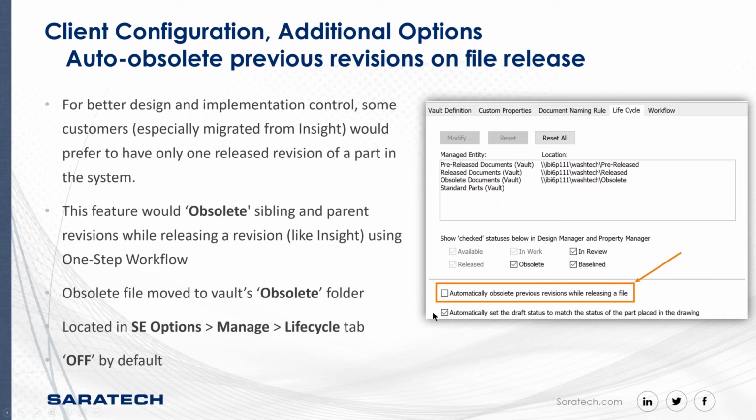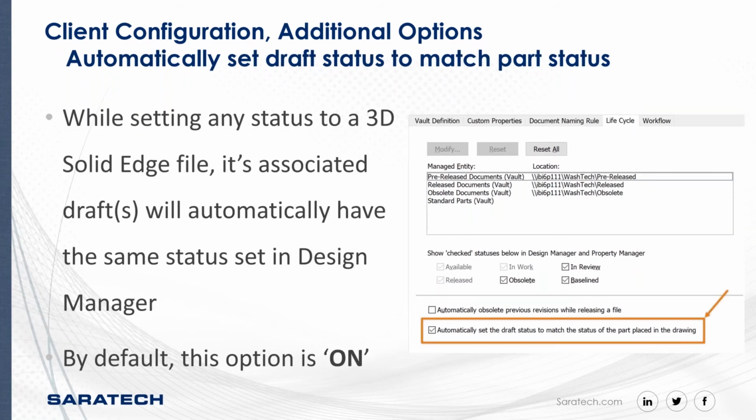And then down at the bottom, the last option here is to automatically set the draft status to match the status of the part that's placed in the drawing. With the indexing, it allows the where used and where referenced to know exactly where those files are used, and it would keep those in sync for the revisions between the drawing and the part file. We just talked about that. When that's checked, it'll do that behavior.